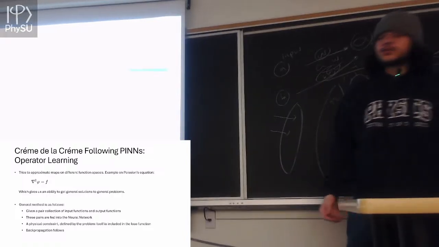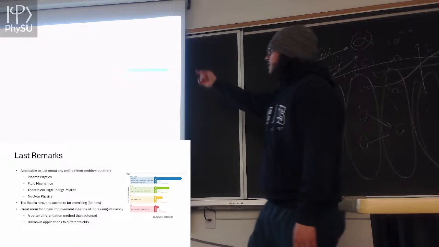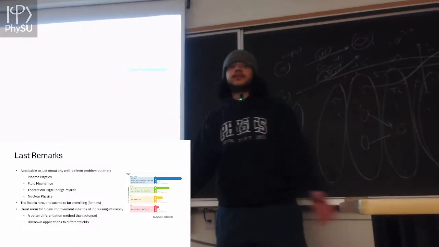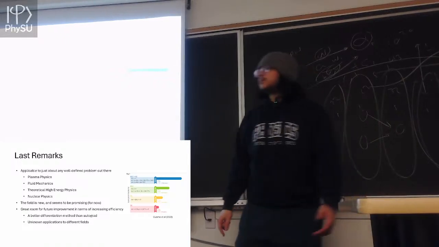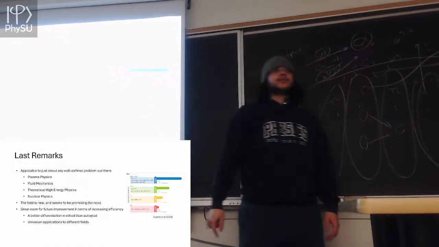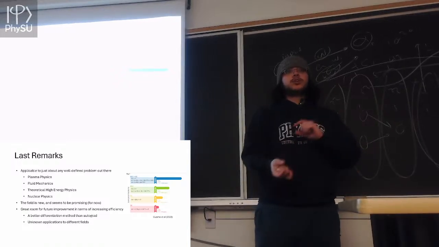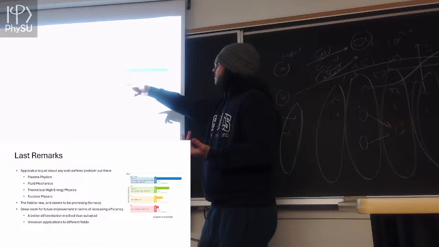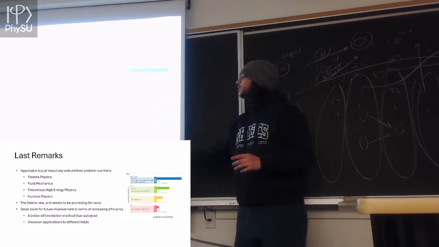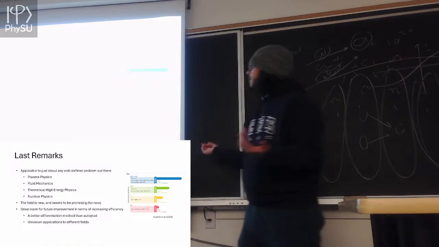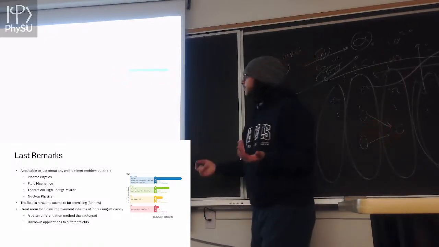So yeah, last remarks. These PINNs are really applicable to basically any field in physics you can imagine. You can probably apply these to biological physics as well with protein foldings because those are going to behave in some differential equations as well. You can apply them to nuclear physics, as I explained before, thermodynamic energy physics, fluid mechanics, and plasma physics. So yeah, they're pretty applicable anywhere.